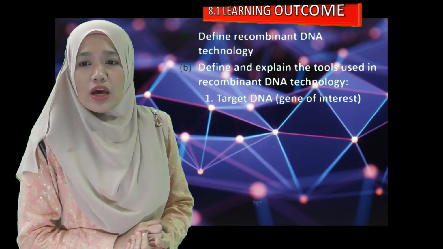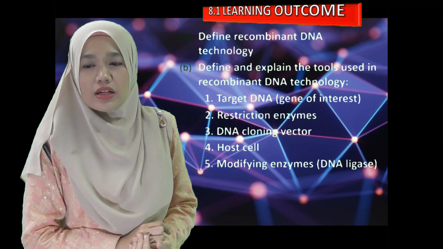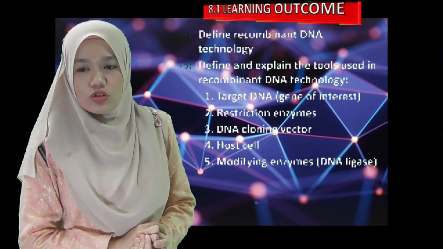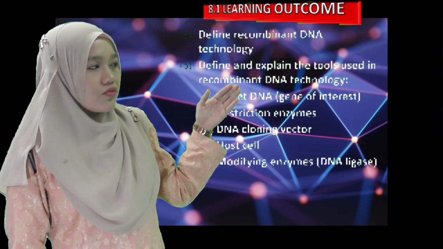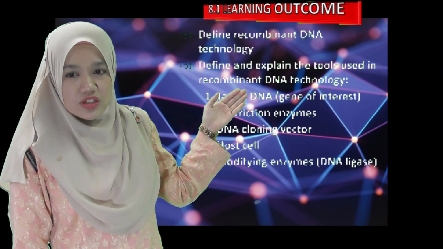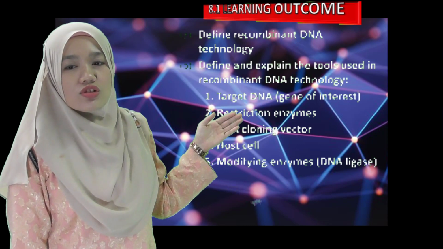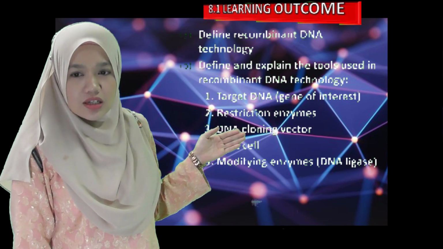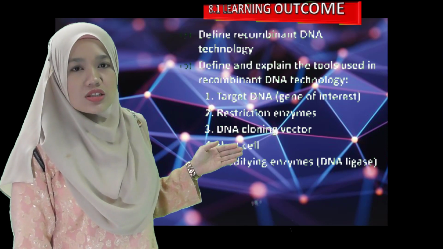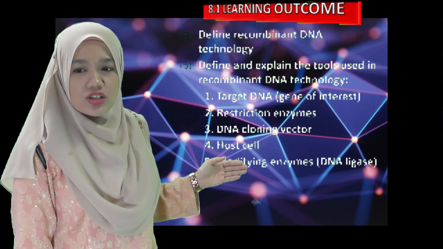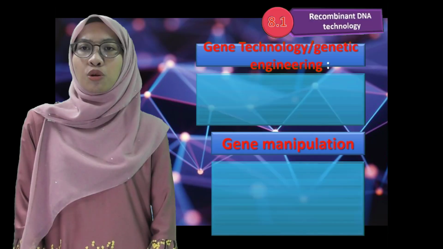You should also be able to define and explain the 5 tools used in recombinant DNA technology, which are: first, target DNA, also known as gene of interest; second, restriction enzyme; third, DNA cloning vector; fourth, host cell; and the last one is modifying enzyme such as DNA ligase.